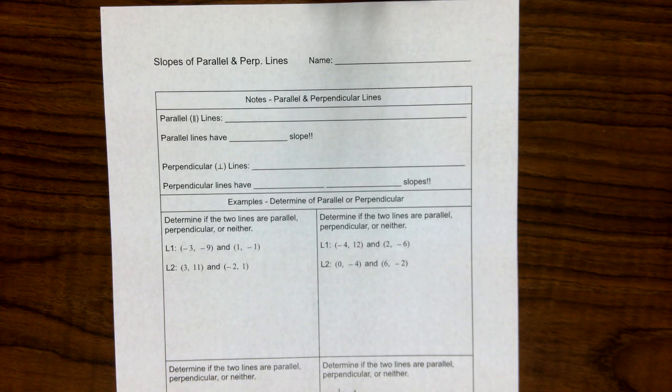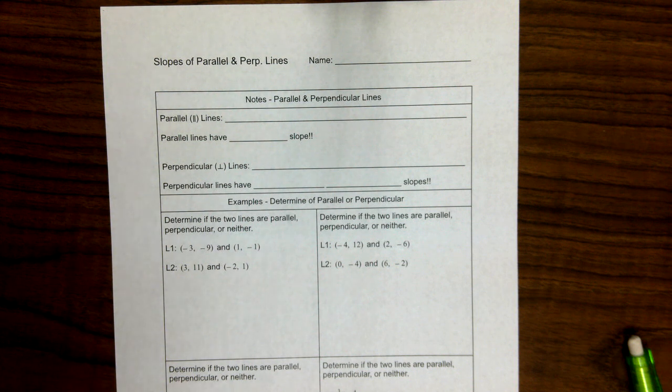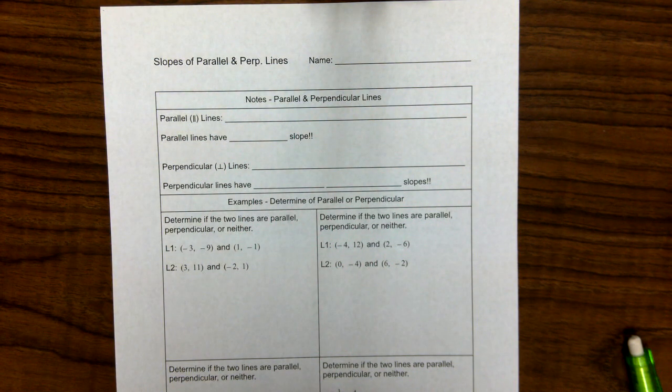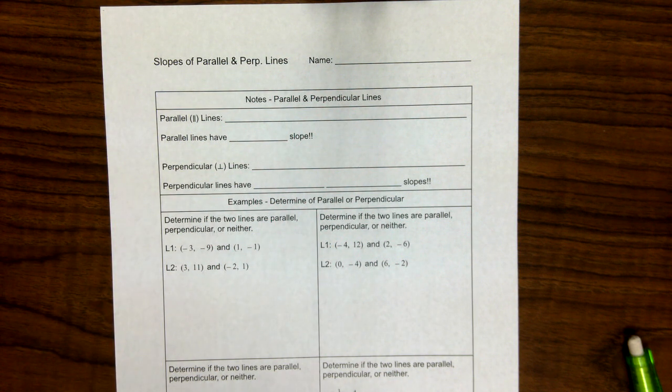Okay, guys, here we are. We're at the last lesson of our parallel and perpendicular lines unit, and today we're actually going to look at the slopes of parallel and perpendicular lines. First, we're going to remind ourselves of the definitions of being parallel and perpendicular, and then we're going to investigate how to determine if lines are parallel, perpendicular, or neither, and then how to write an equation that is parallel or perpendicular.